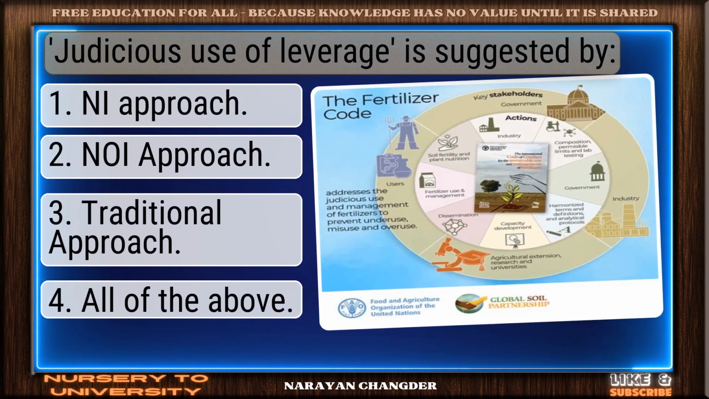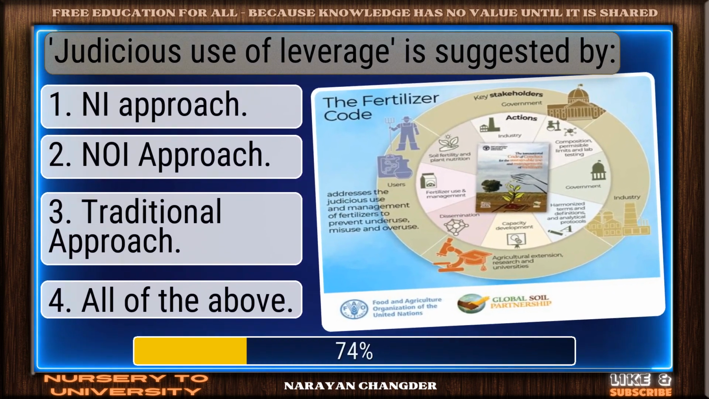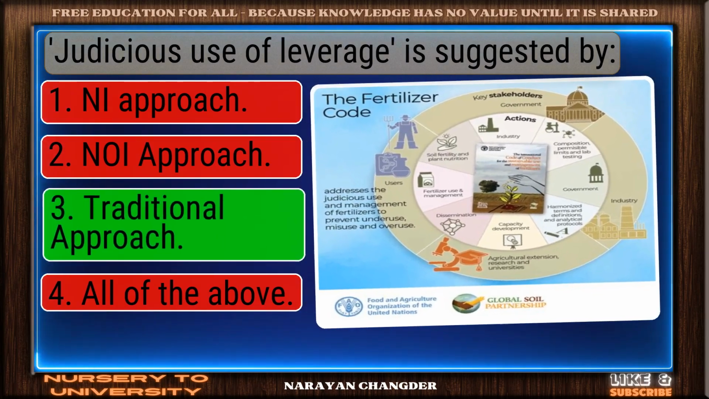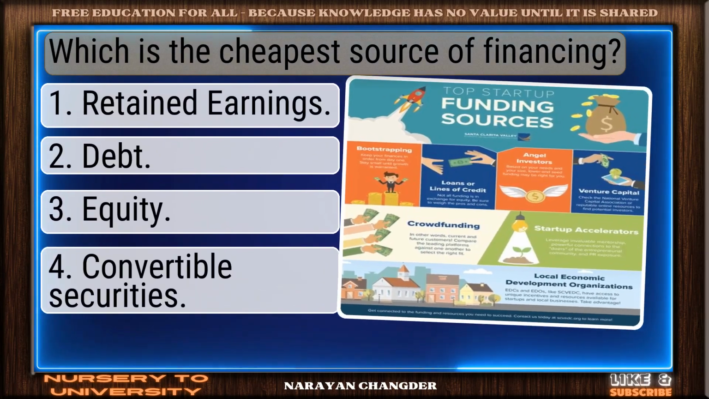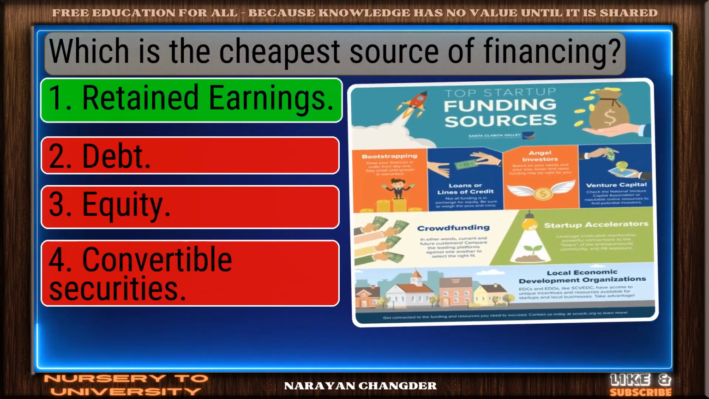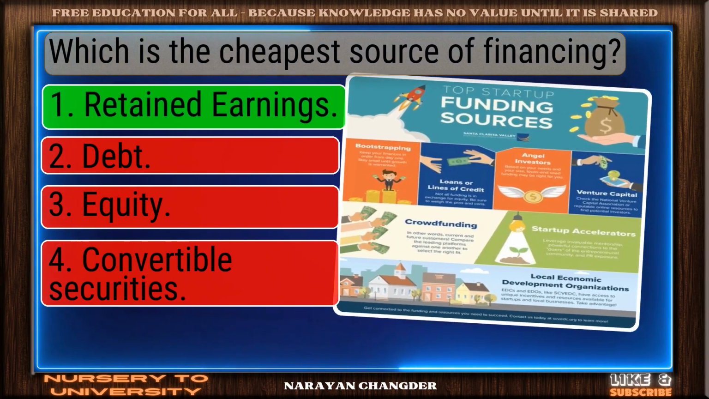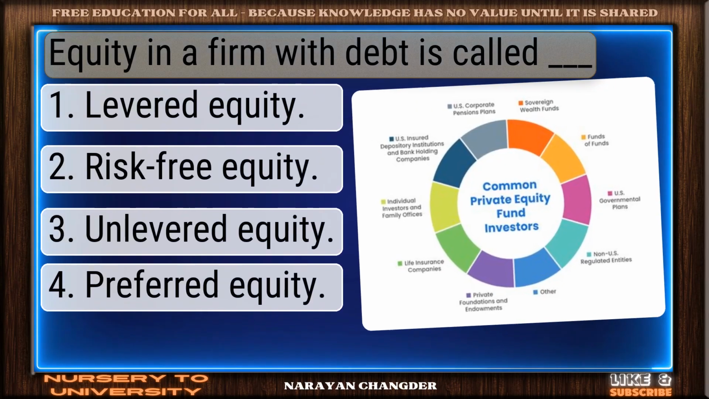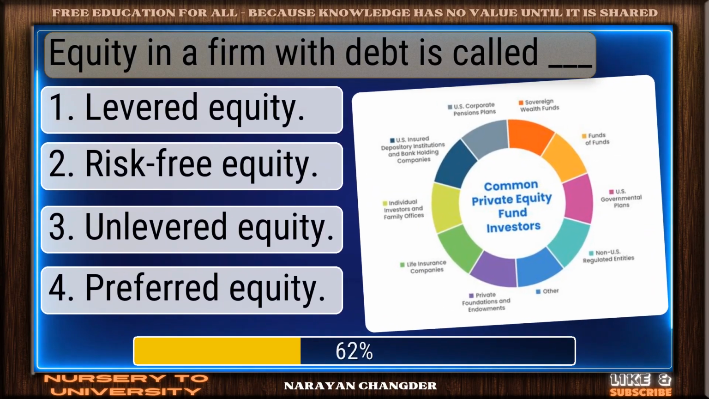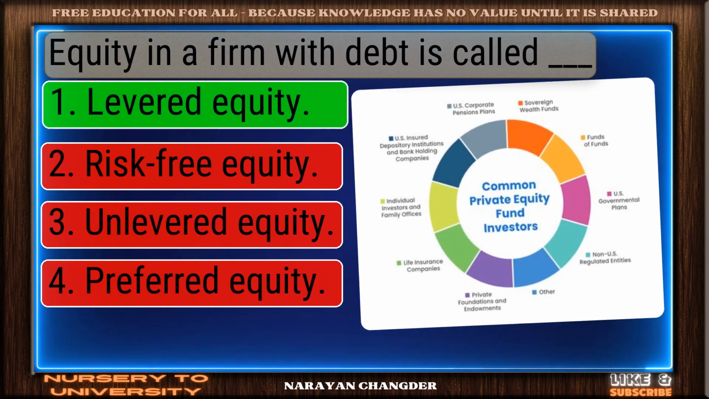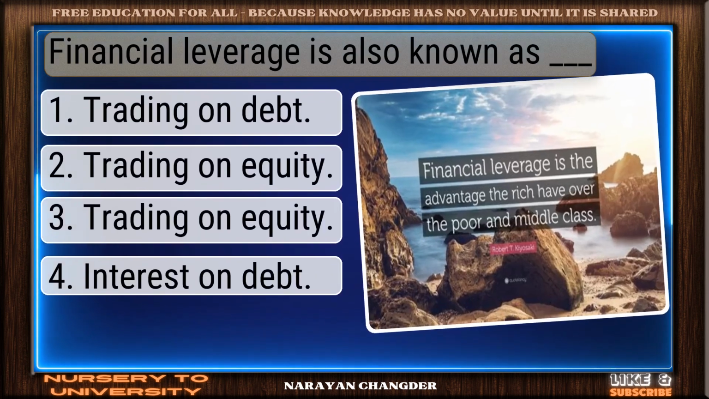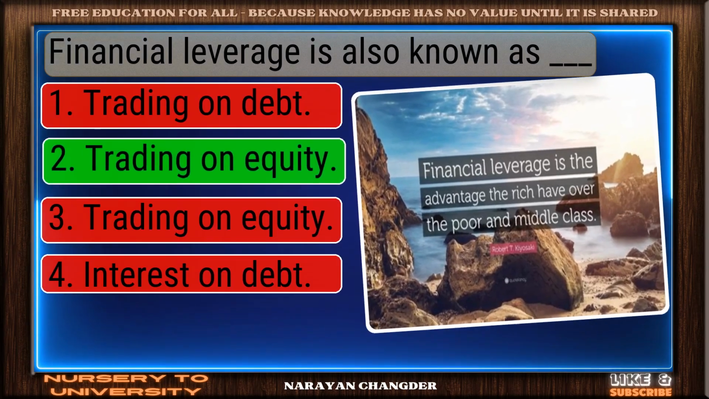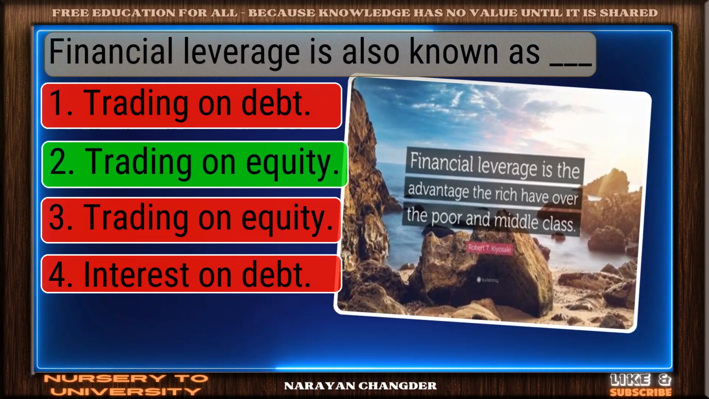Judicious use of leverage is suggested by. Great job. Traditional approach is the accurate answer. Which is the cheapest source of financing? Clear logic. Your choice, retained earnings, is sound and 100% true. Equity in a firm with debt is called dash. On track. Levered equity is the correct answer. Financial leverage is also known as dash. Smart pick. Trading on equity is the correct choice.